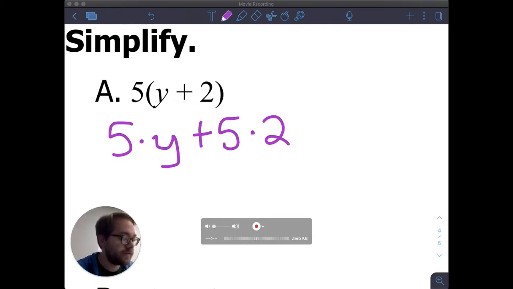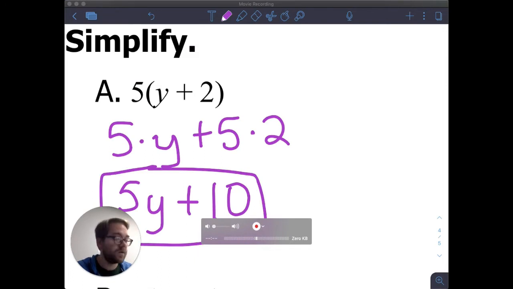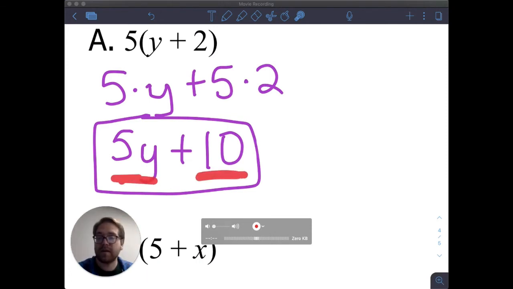And then I can simplify. 5 times y is just 5y. When you multiply a number and a variable, you just push them together like that. Plus, what's 5 times 2? 10. Okay? And that's my final answer, because I can't combine it anymore. These are not like terms, 5y and 10. These are not like terms, so I can't combine them. So I leave my answer just like that. Let's look at another one.